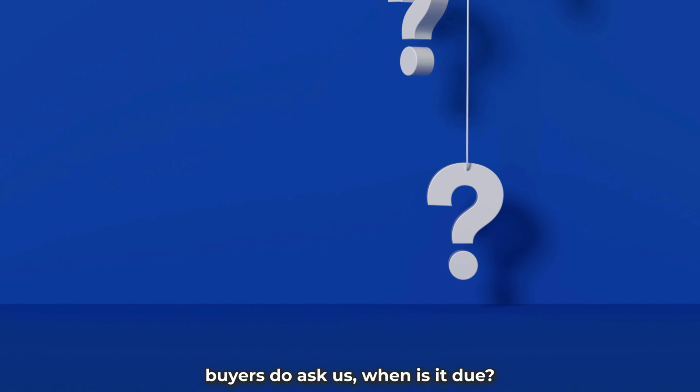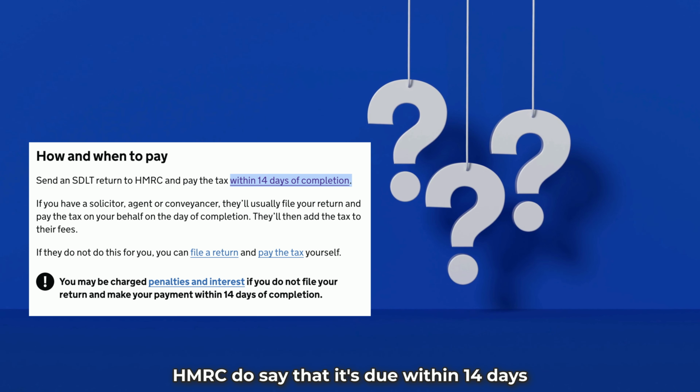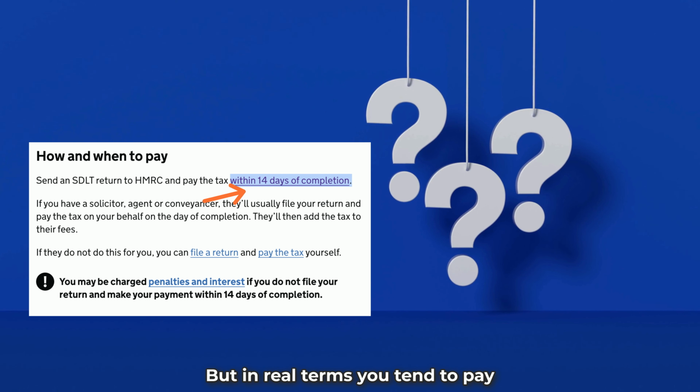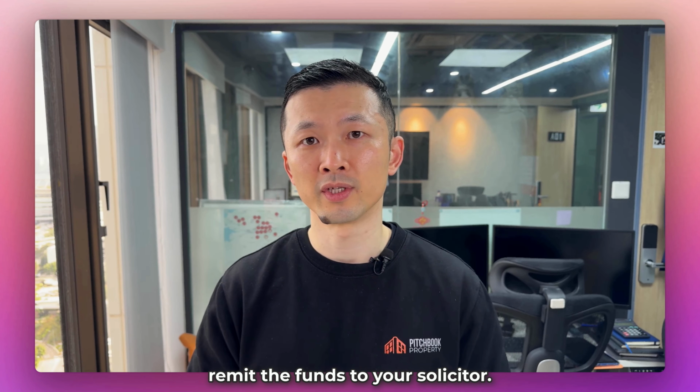Buyers do ask us, when is it due? When do I need to pay this? HMRC do say that it's due within 14 days of the property completing, but in real terms, you tend to pay this on completion when you remit the funds to your solicitor.